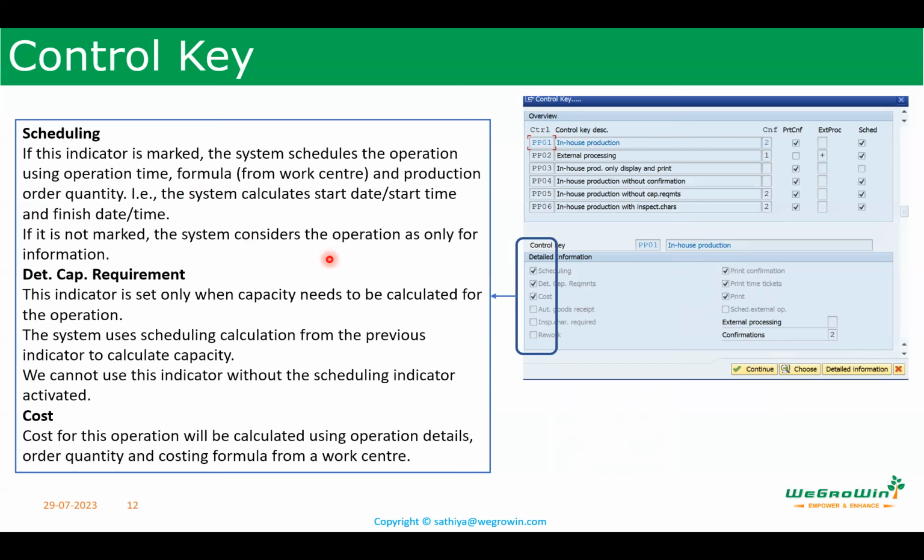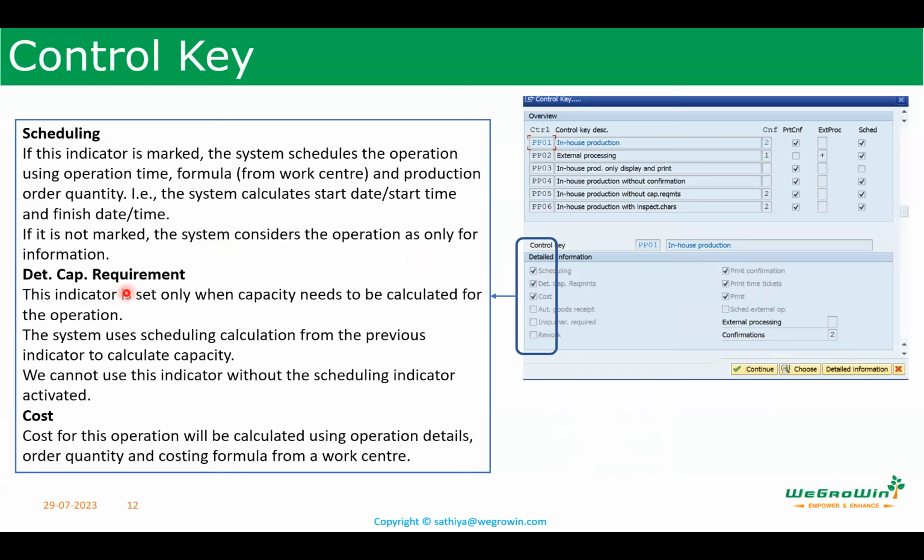Which means if we want a particular operation to be scheduled, then the control key selected for that operation should have this option selected. If it is not marked, the system considers the operation is only for information, not for scheduling.